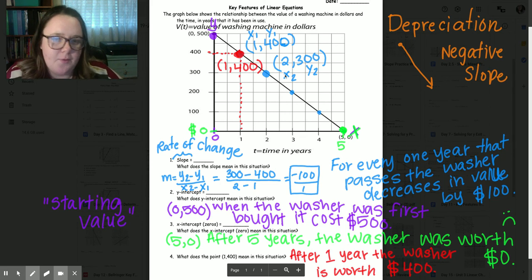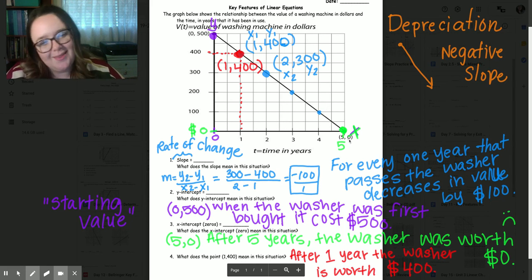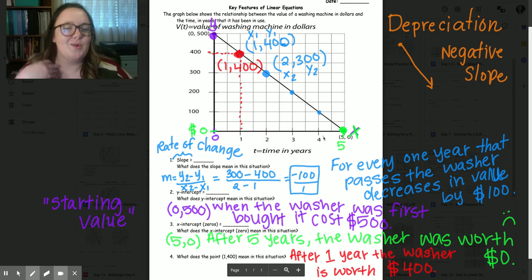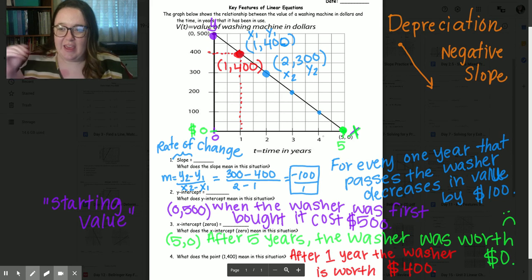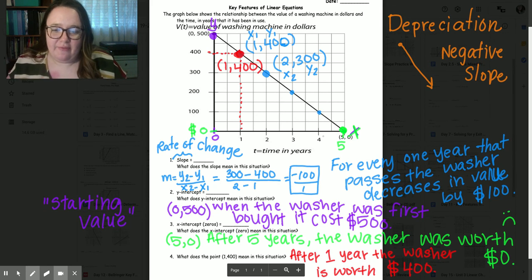You could tell me what the other points mean, right? In 3 years, it was $200. In 4 years, it was $100. And then sadly, we talked about that 5-year mark, right? Nothing.